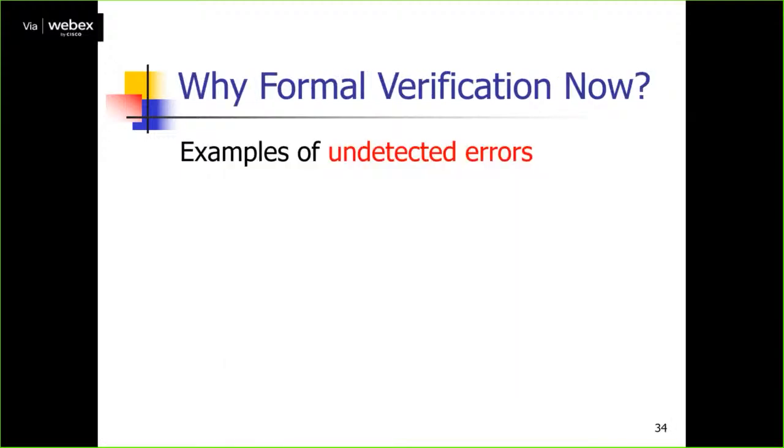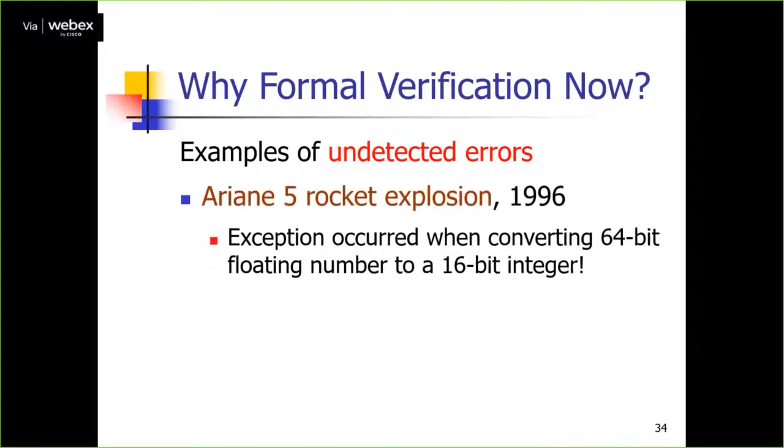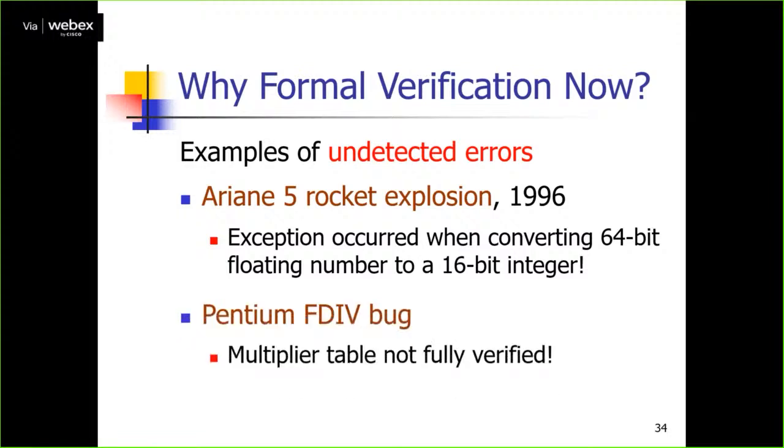So why formal verification now? Examples of undetected errors. This is one example: the Ariane 5 rocket explosion in 1996. An exception occurred when converting a 64-bit floating number to a 16-bit integer. We thought that in functional verification it was very good, that the 64-bit floating number was perfectly converted to a 16-bit integer, so that the explosion would be taken care of.